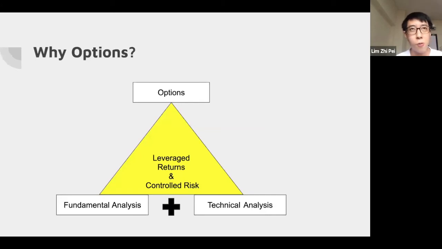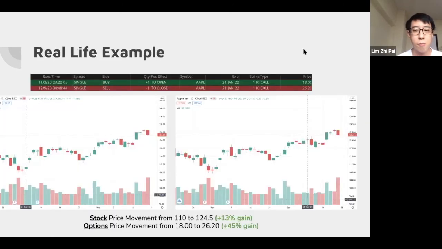So what do I mean by the power of options, and why options? Options is actually a tool that we can use to add on when we analyze our stocks. We use fundamental analysis plus technical analysis to know when to buy and what to buy. After that, we can use options as a tool to leverage our returns with a controlled risk. So what do I mean by that? Next slide. I'm sharing a real life example here.